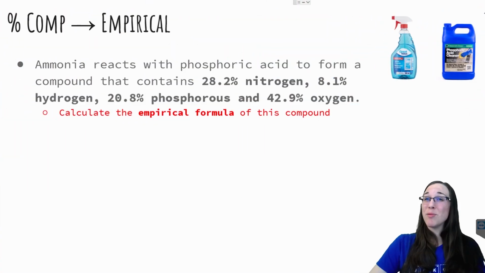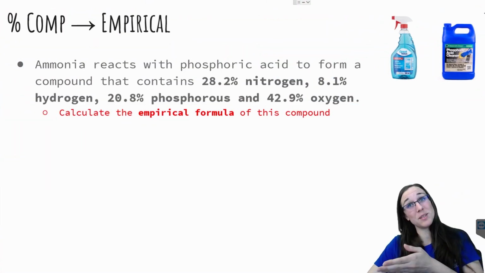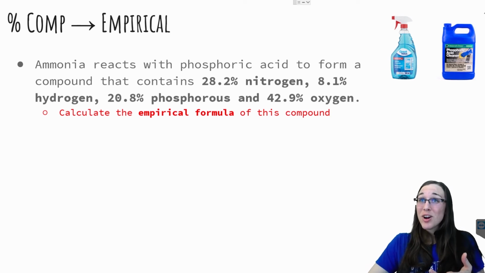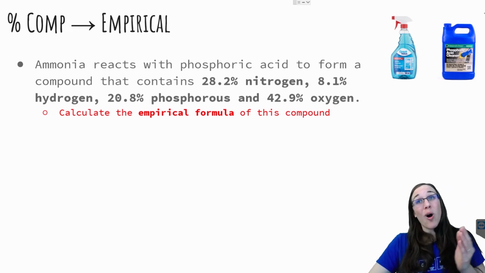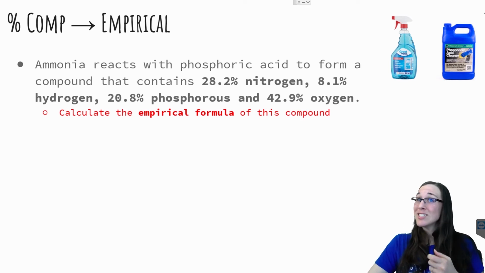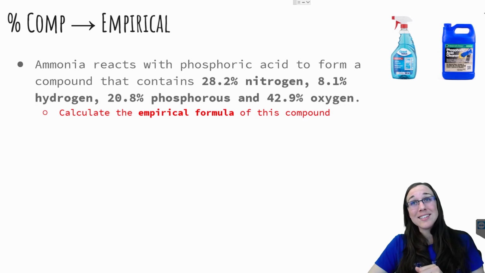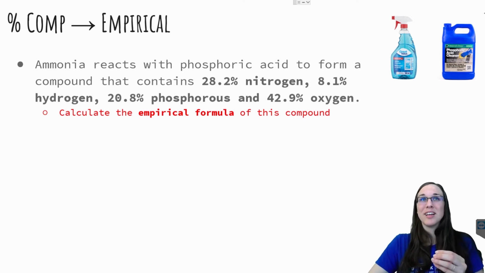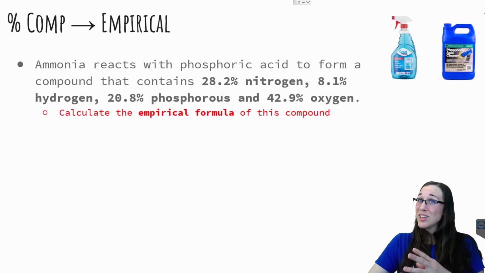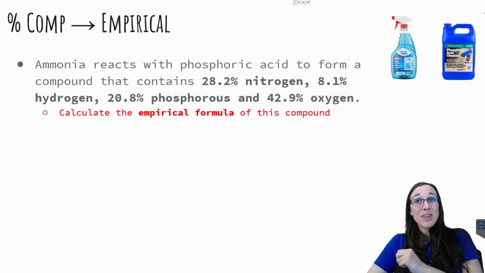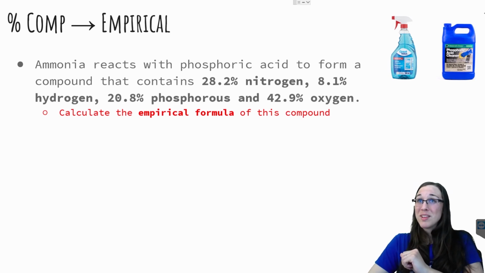Now, I had mentioned that we needed to use the empirical formula to get to this point. So let's actually start from ground zero and work our way all the way through to the molecular formula, just like a CSI agent would. So if we say, hey, ammonia reacts with phosphoric acid, so there's an actual chemical reaction going on here, to form a compound that contains 28.2% nitrogen, 8.1% hydrogen, 20.8% phosphorus, and 42.9% oxygen. We need to first figure out the empirical formula, then we can use that to figure out the molecular formula. Let's give it a go.